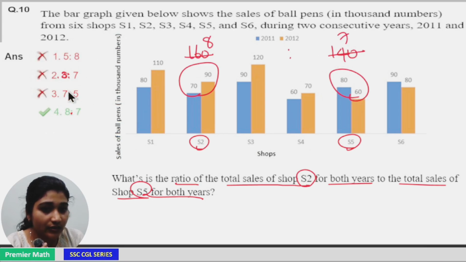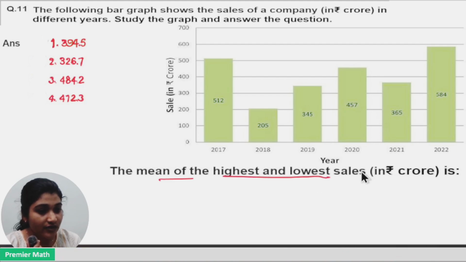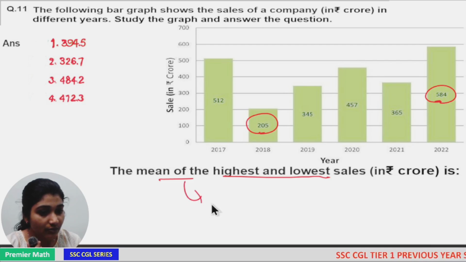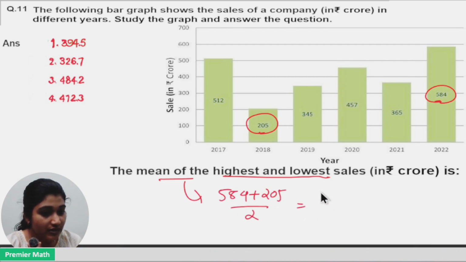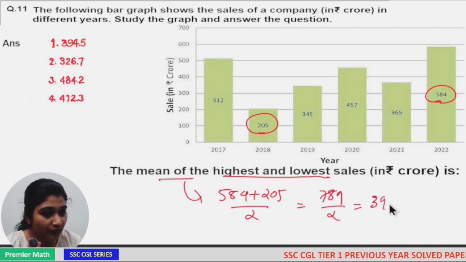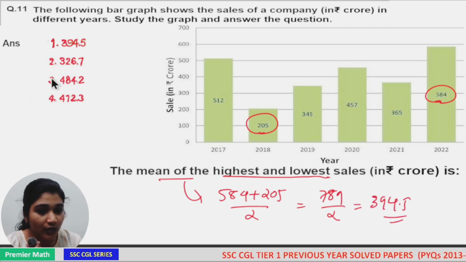8 is to 7. The mean of highest and lowest sales in crores. Here highest is 584 crores and lowest is equal to 205. Then mean is equal to 584 plus 205 divided by 2, which is equal to 784 plus 5 is 789 divided by 2, which is equal to 350 plus 40 plus 4.5. 390 plus 4.5 is 394.5. Option 1 is your answer.